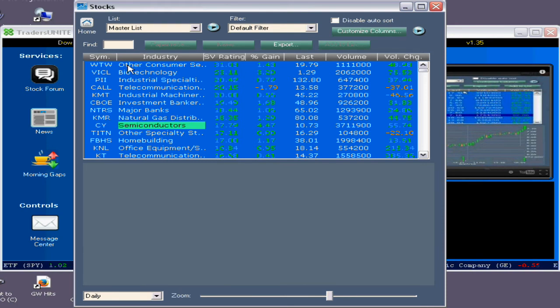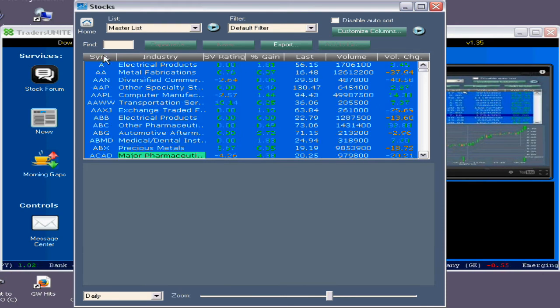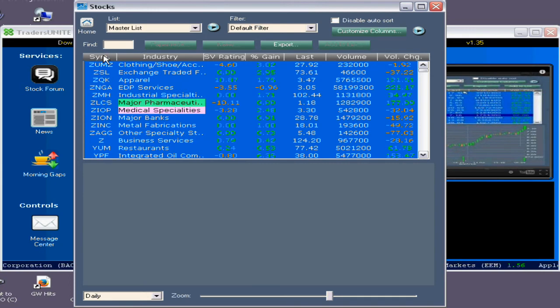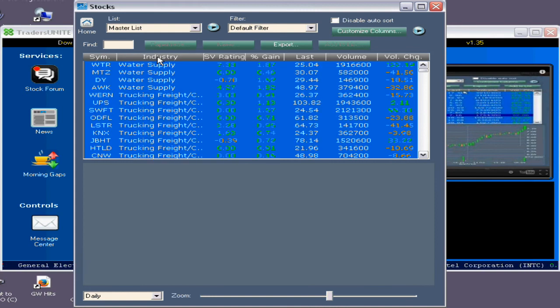Now, as in any of our windows, you can click on the column and it sorts by that column. Click once, it sorts ascendingly, and you click again and it sorts descendingly. I'll go over the columns real quick and what they do. Symbol, which I just sorted, is obvious. That's the stock symbol. Industry is the sector or industry group that stock belongs to.